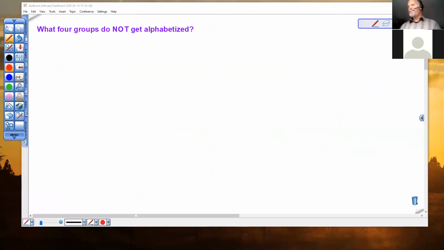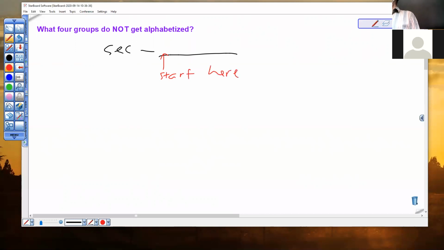Editors in chief. What 4 groups do not get alphabetized? Let's see. ISO. Oh, that does. Sorry. Sec. Start here. So whatever after sec is where you start alphabetizing. Tert, same story.